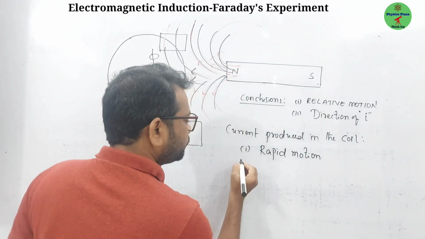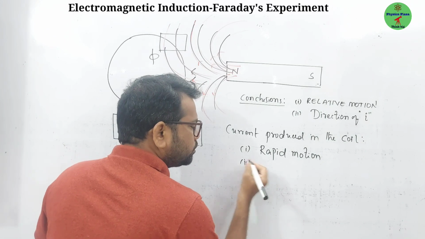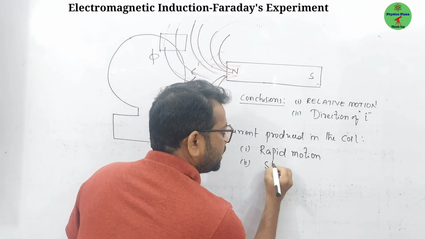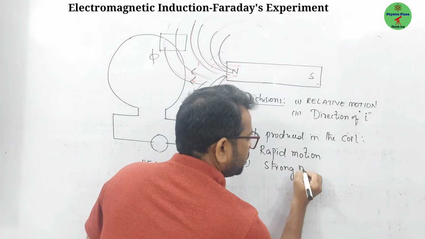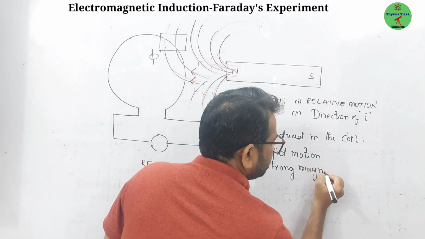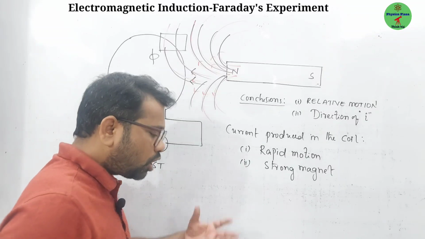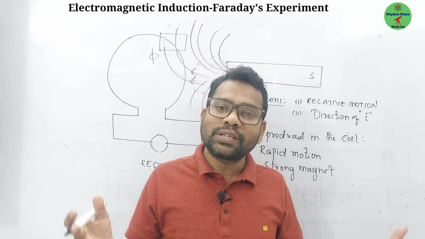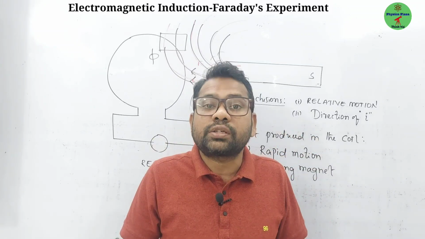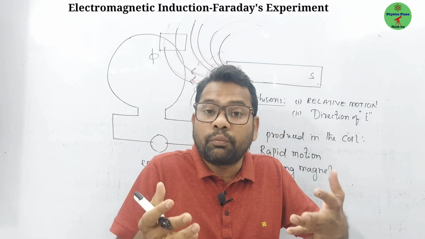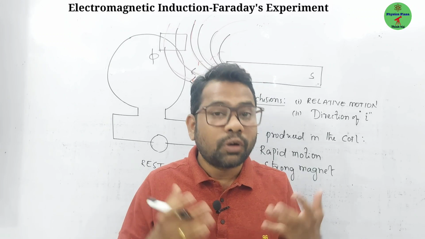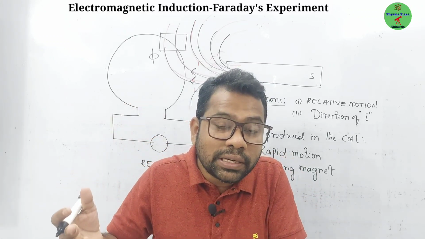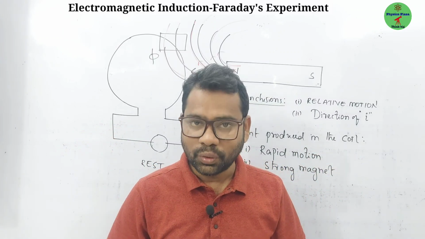Okay, fine. And the second one, you can increase the current in the coil by using a strong magnet. Strong magnet in the sense what, children? More number of field lines will be there. Obviously, there is more chance for more magnetic flux field lines to pass through the coil. So obviously, more flux will be there, and the change in the magnetic flux linked to the coil also will become more. Okay, fine.